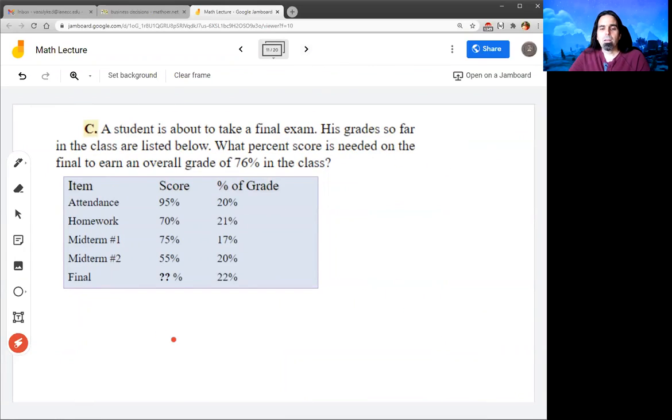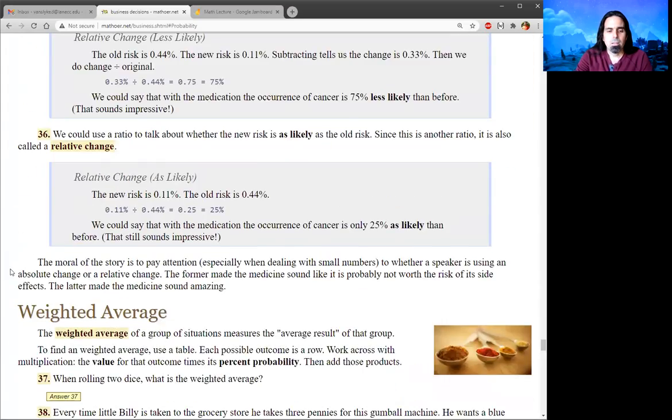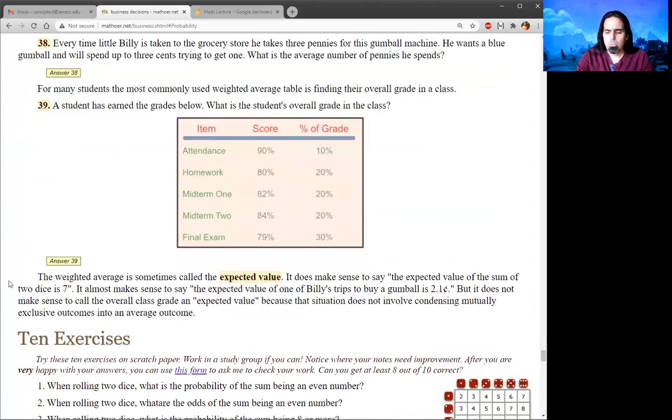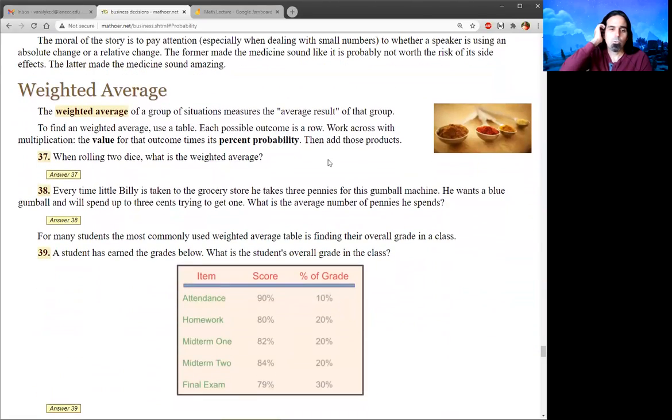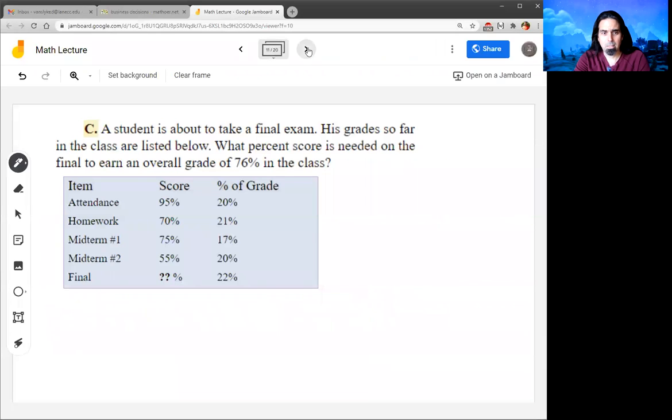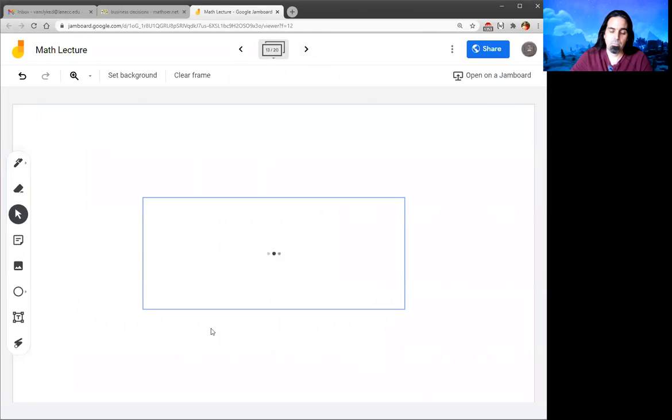The last topic we have is weighted average. And this is beloved by students who like finding out what they need on the final. So the weighted average measures the average result for a group of things. So there is a game for what to do. And rather than try and read about things, I'm just going to do this.